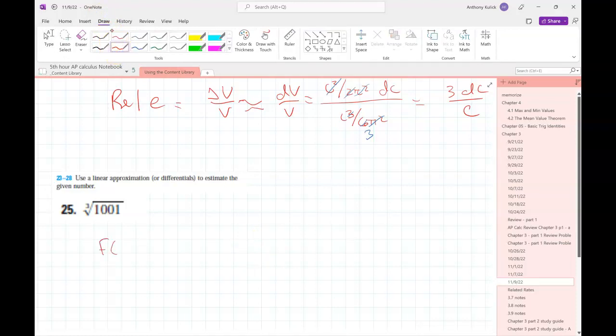So the first thing I'm going to do is use a linear approximation because I think it's the more natural thing to do. I need to write a function here to describe what's going on. The way I would write this particular function is I'd call this the cube root of 1,000 plus x.